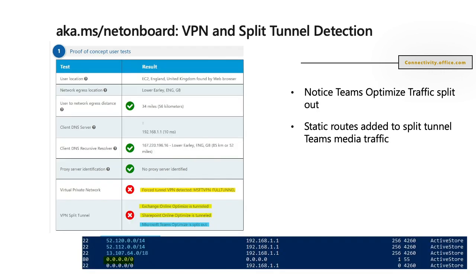Here is another screenshot where the tool has detected the presence of a VPN forced tunnel. It's telling us that the Exchange Online traffic and the SharePoint Online traffic is being sent via the VPN path. However, the Microsoft Teams traffic is being split out and sent via a direct connectivity path. Let's look at some demos which will help you with the usage of this tool and interpretation of its results for remote users.